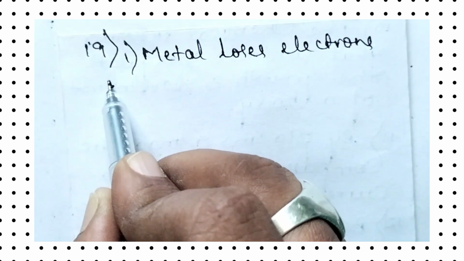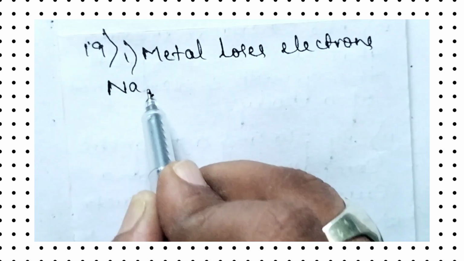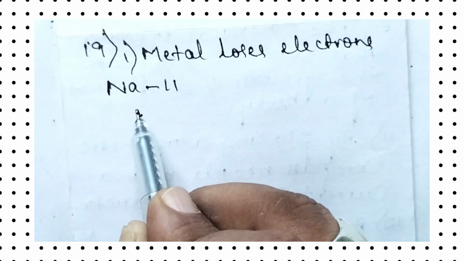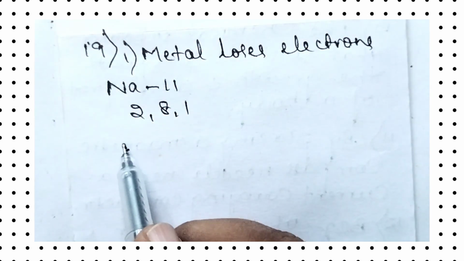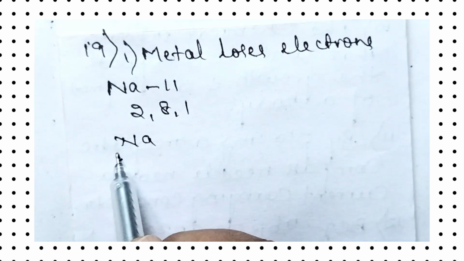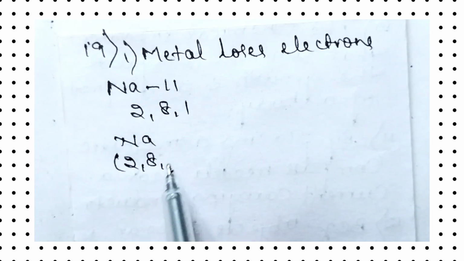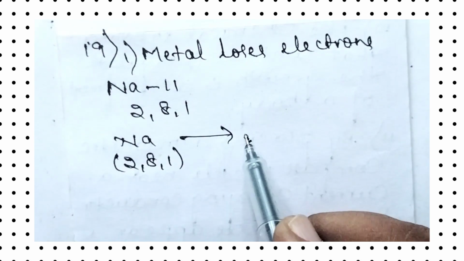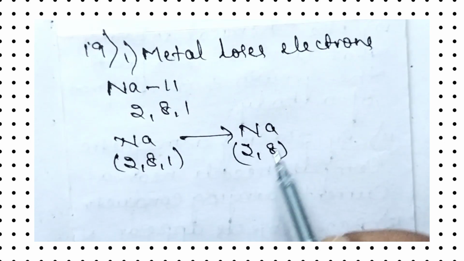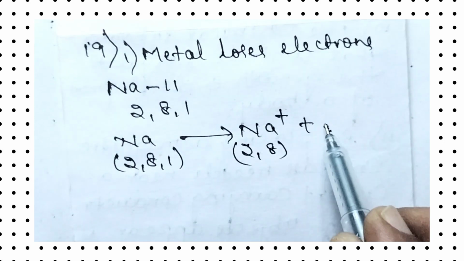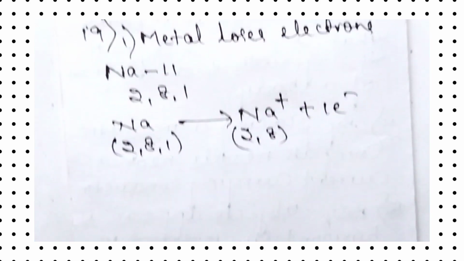Here sodium is a metal having atomic number 11. So the electronic configuration is 2,8,1. Sodium atom has electronic configuration 2,8,1. By losing one electron, the sodium atom will become a sodium ion. This is the first step.